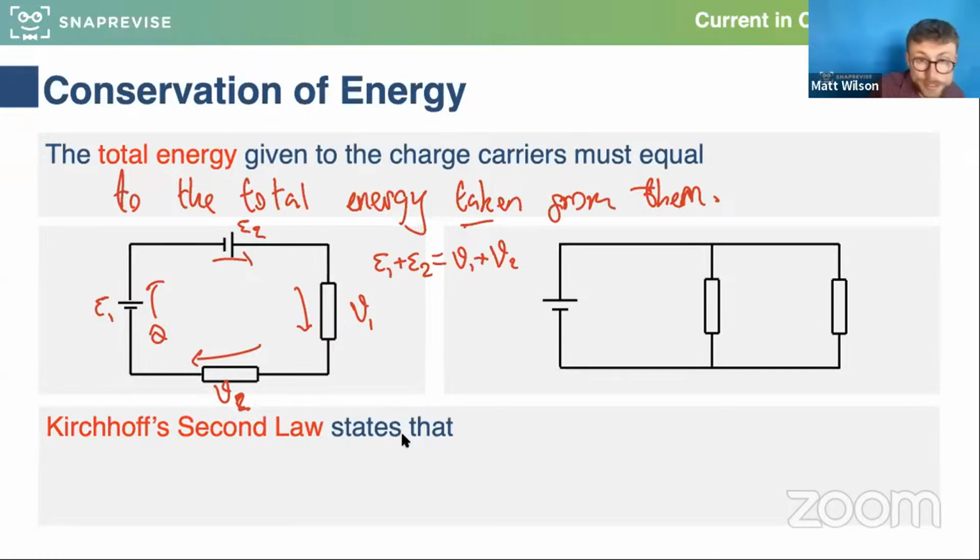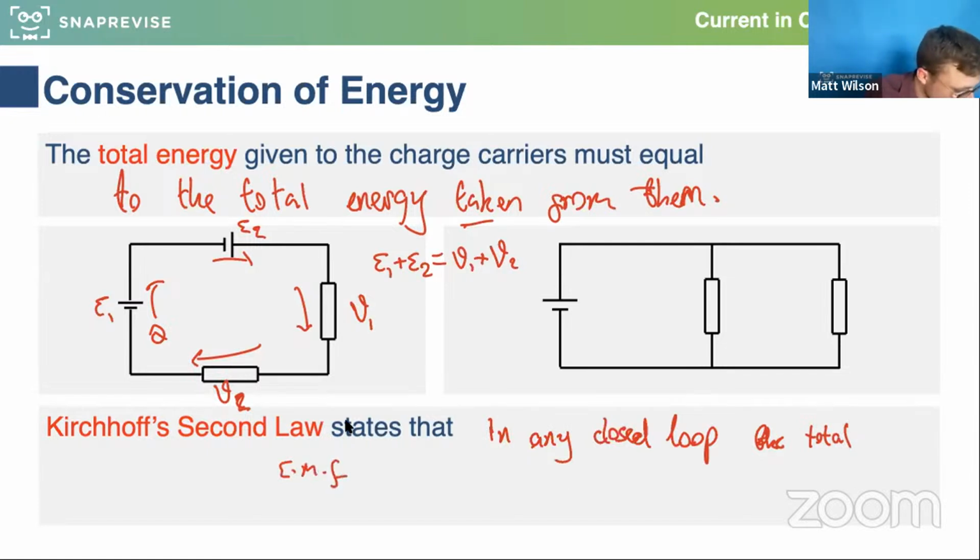So Kirchhoff's second law states that, and I think this is what you're getting at in the chat, in any closed loop, and we'll explain what a closed loop is in a second, in any closed loop, the total EMF must equal the total potential difference. So the key thing here, something worth noting, is that this works for any loop.